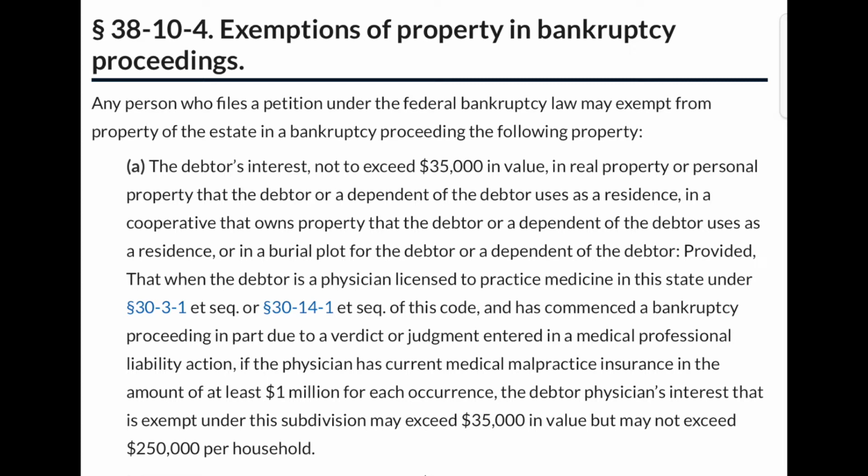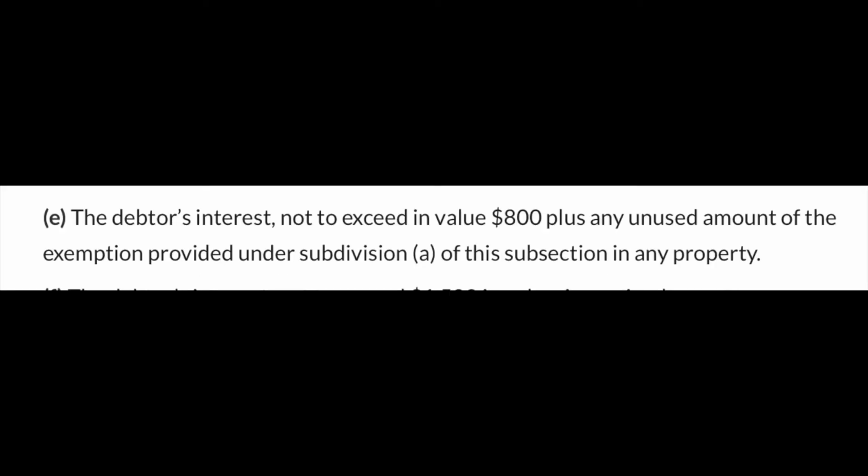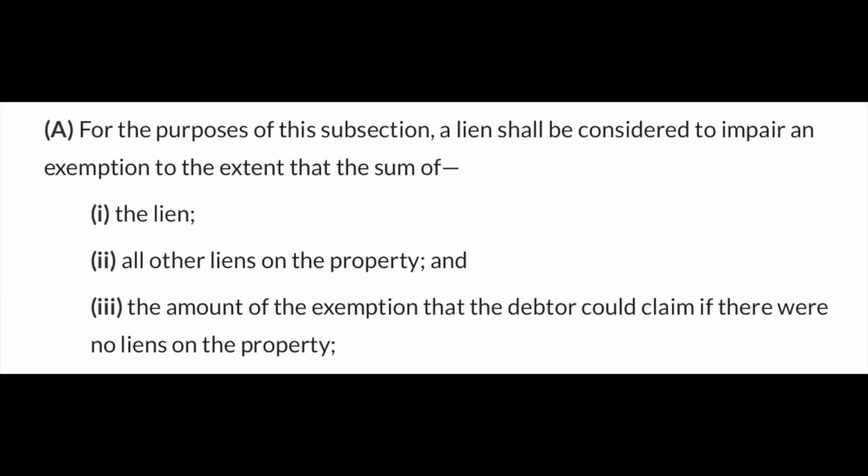At the time of this video, Section 38-10-4(a) provides a homestead exemption of $35,000 for a single debtor or $70,000 for joint debtors that both have an interest in the property. Also, Section 38-10-4(e) allows a wild card exemption in any property of $800.